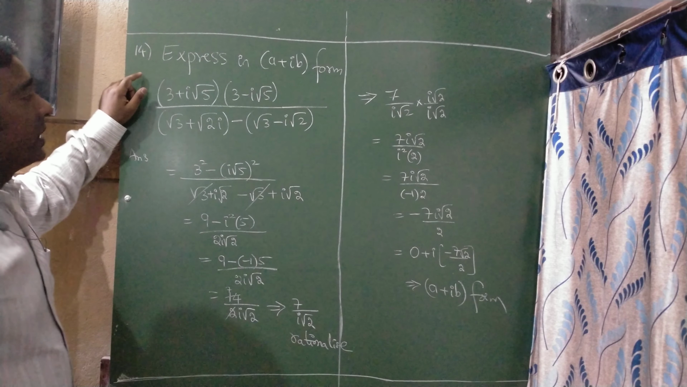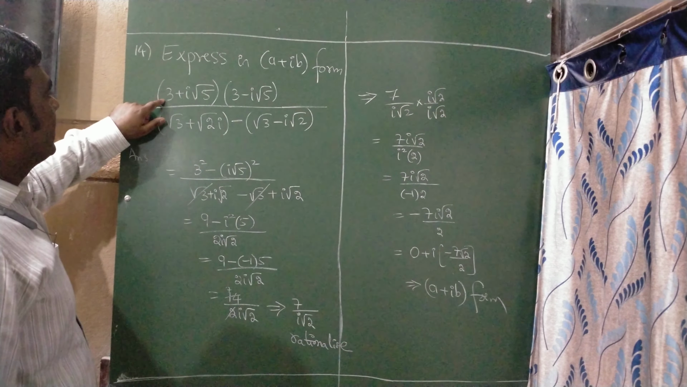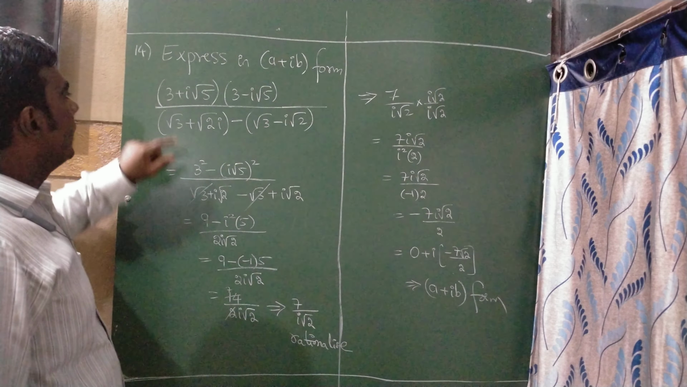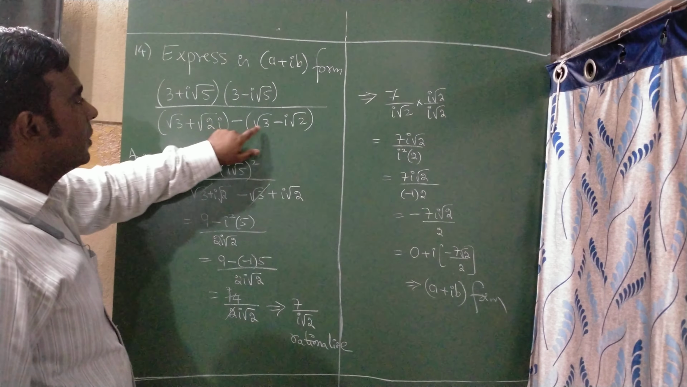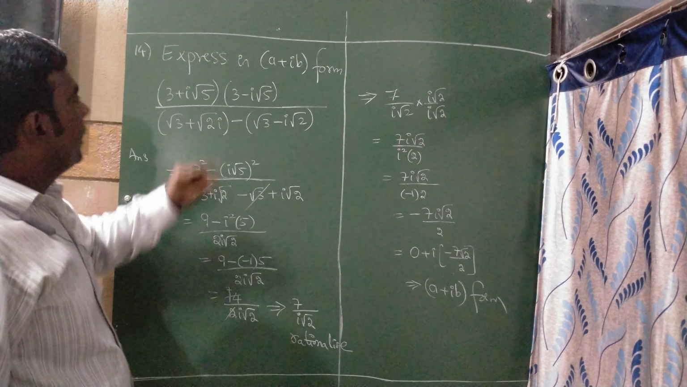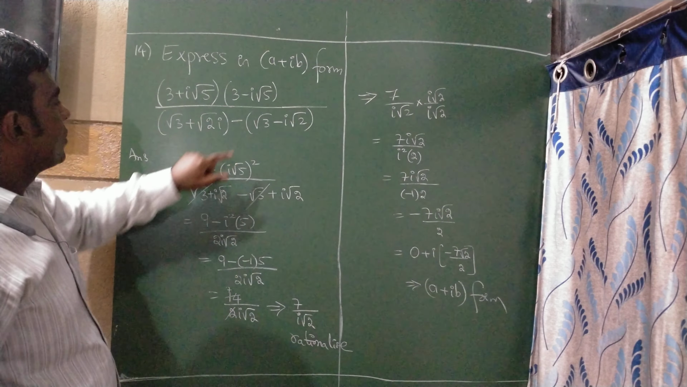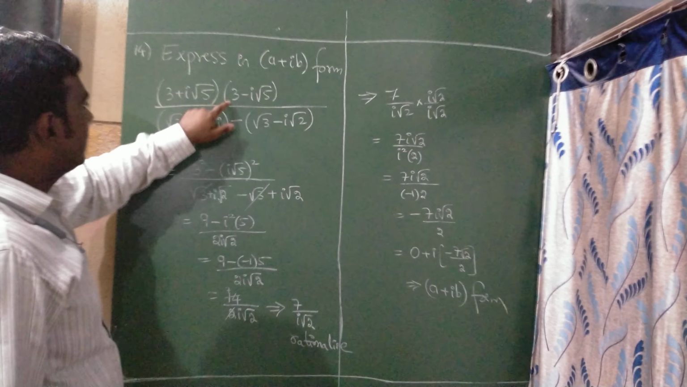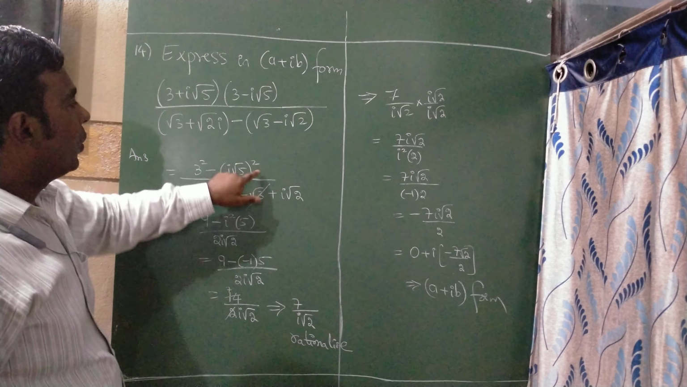Now the 14th question is express in a plus ib form. (3 plus i root 5) into (3 minus i root 5), divided by (root 3 plus root 2 i) minus (root 3 minus root 2 i). Now you can see it is (a plus b)(a minus b), so it is a square minus b square. We already have a formula. So I have written 3 square minus (i root 5) whole square.